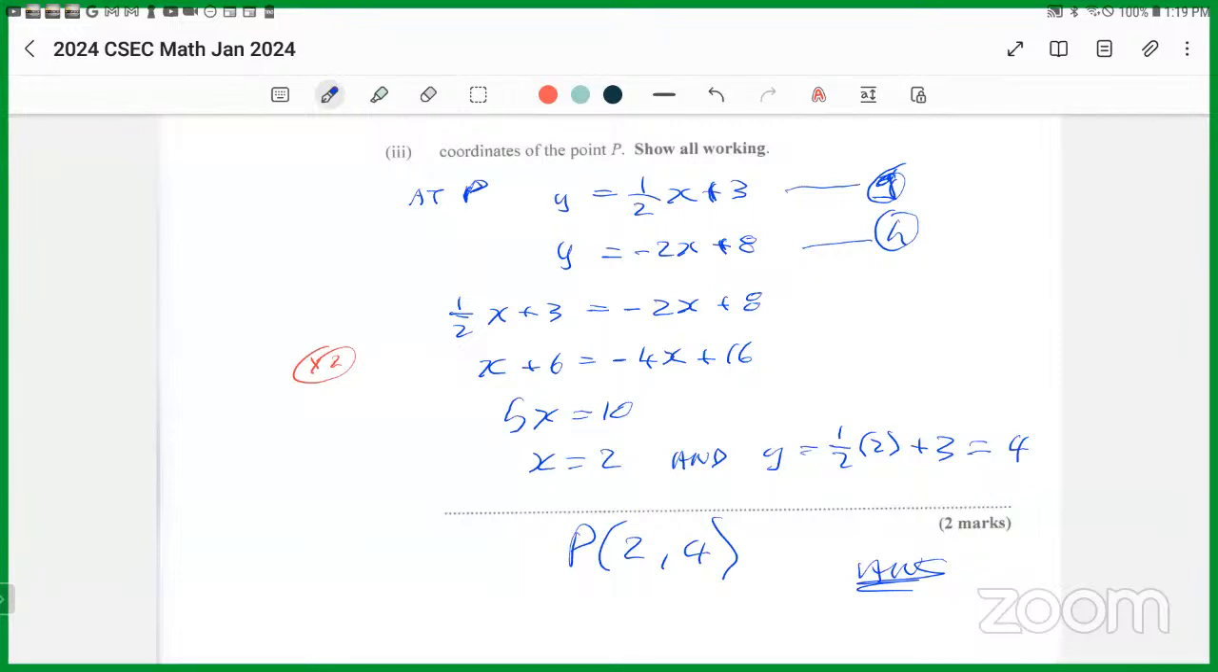Starting a new topic from tomorrow. Next time we see coordinate geometry as a topic will be in revision, but we're still going to be applying some of these coordinate geometry methods for the next topic, which is linear programming. Inequalities and linear programming, mainly linear programming.